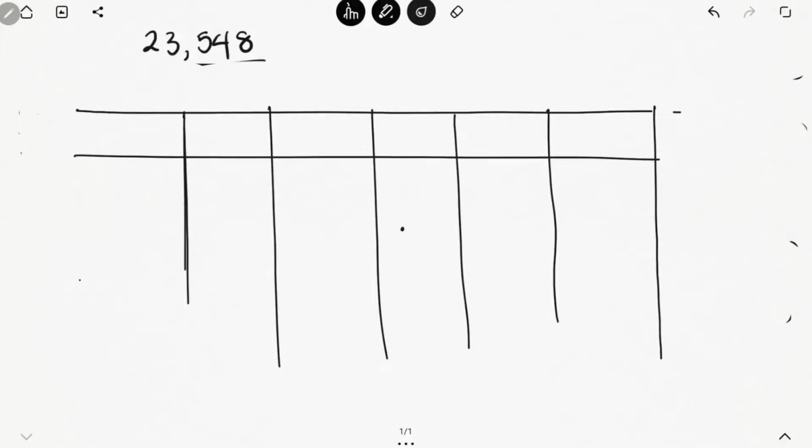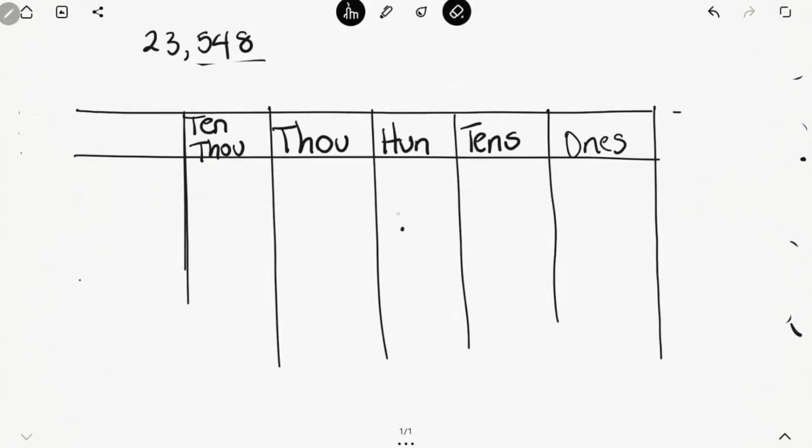All right. So we have our ones column, we have our tens column, we have our hundreds, and then we're going to represent that by "hun." We have 1,000 column, and then we have 10,000. All right, so in 23,548, what digit is in the ones column? You tell me, you shout it out, and then I will put it in. We have our 8 in the ones column.